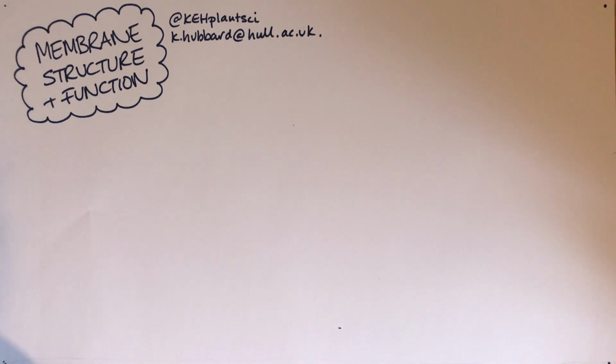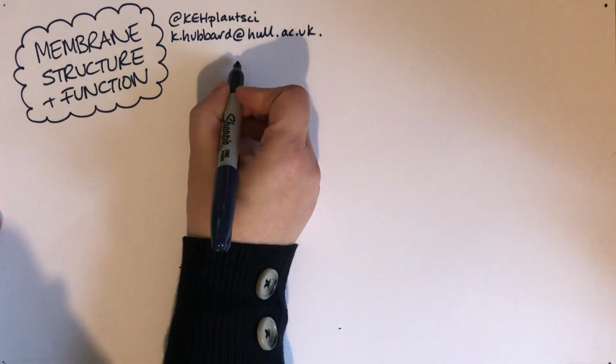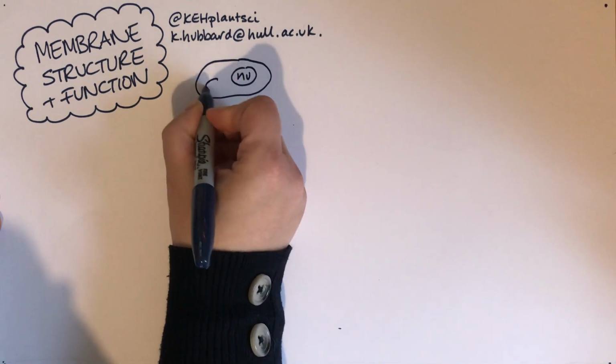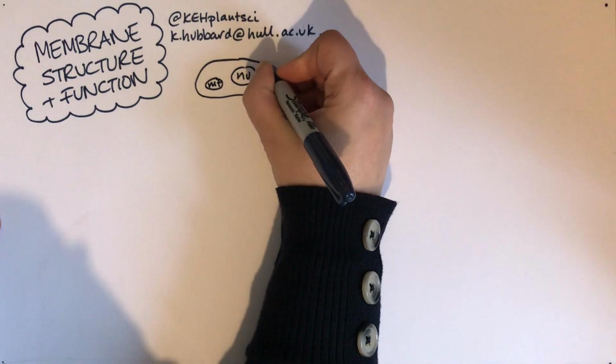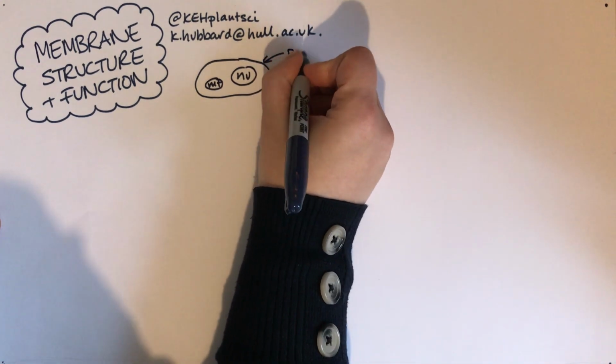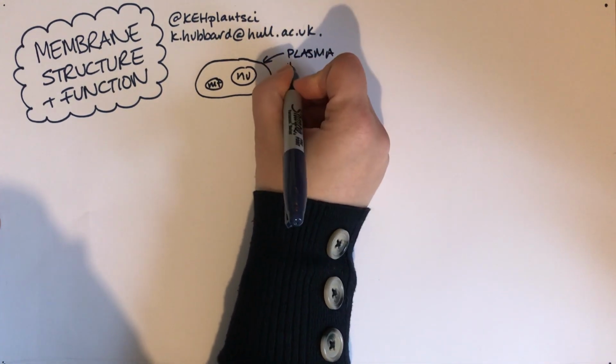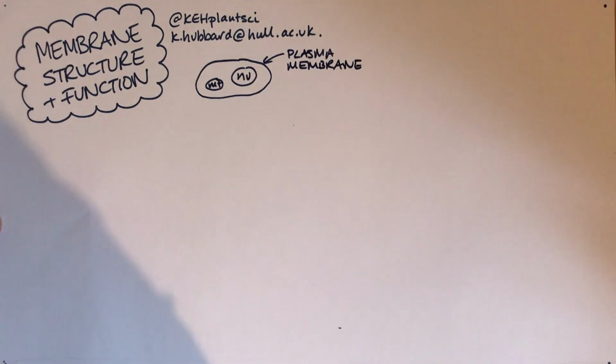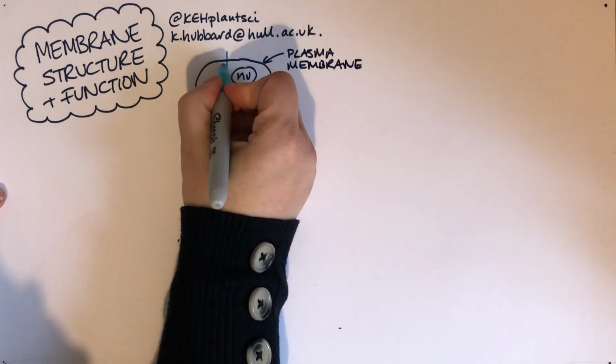So in this video, we're going to think about the structure and function of the plasma membrane, so the membrane around the outside of a cell. So we usually draw cells as a little diagram, it might be like this, and we've got the nucleus, we might have a mitochondria. What we're looking at is this outer membrane, the plasma membrane, which is what's responsible for controlling transport in and out of the cell.